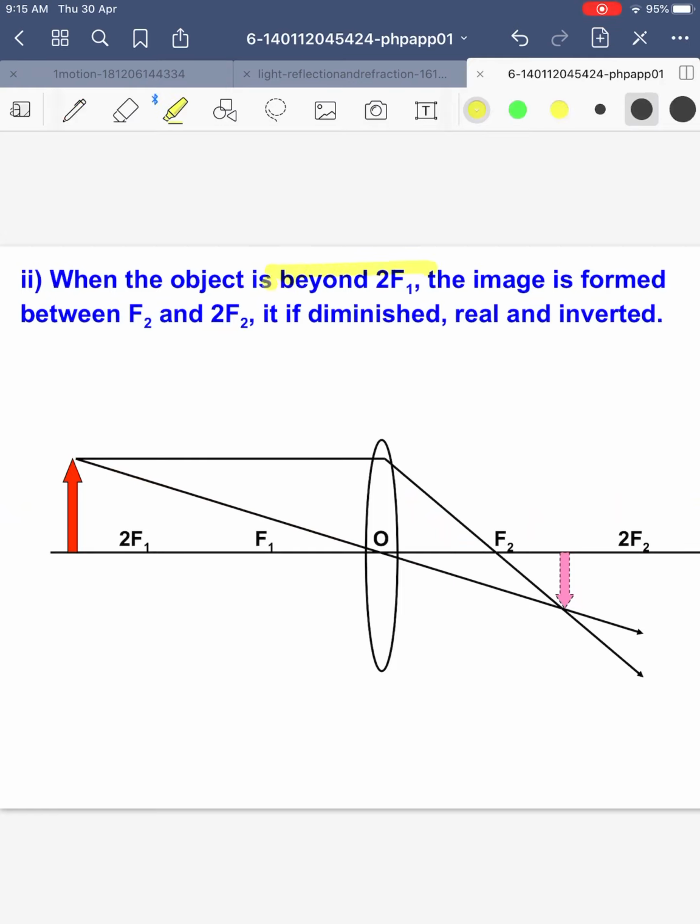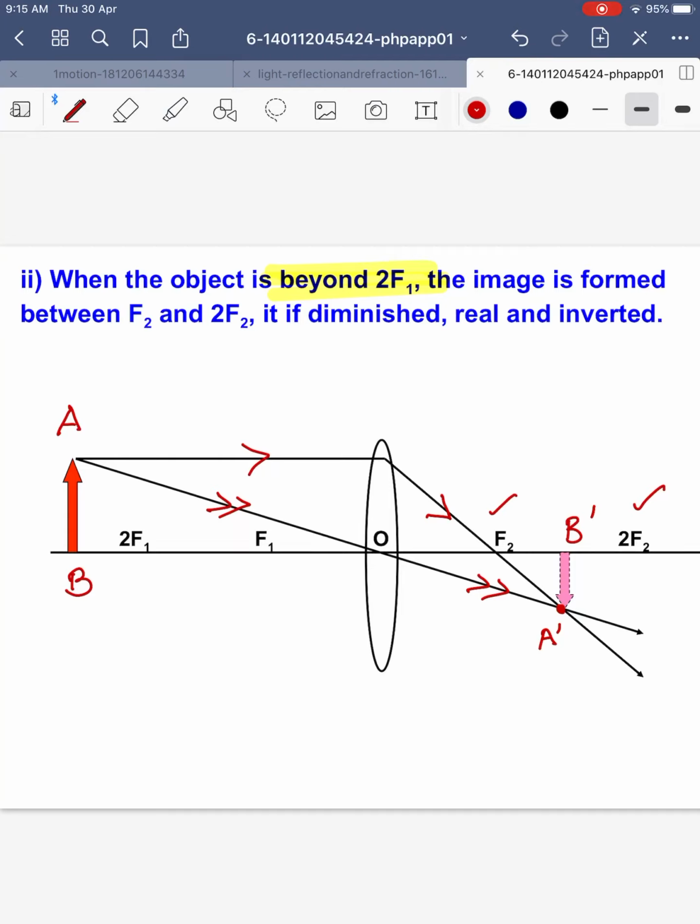Second case, when the object is lying beyond 2f1. Here the object is situated beyond 2f1. So let it be our object AB. First ray which is parallel to principal axis after refraction will pass through focus. Second ray which is passing through optical center will pass undeviated. So two rays intersect at a point between f2 and 2f2. So our image here is A dash B dash. What is 2f2? The center of curvature for second mirror.